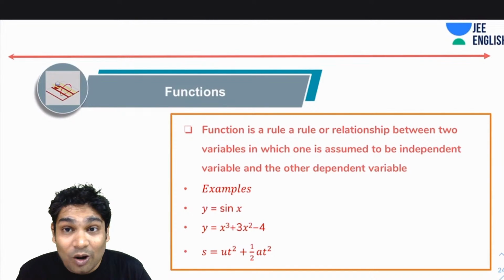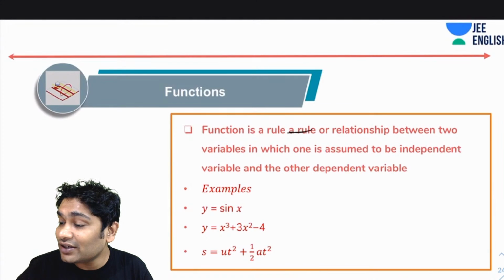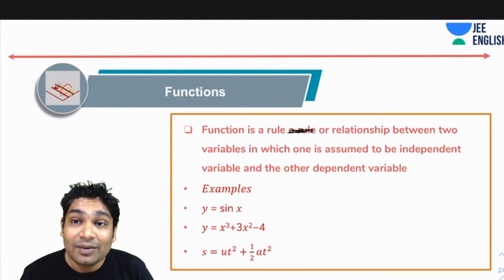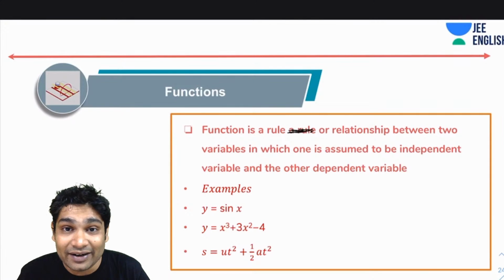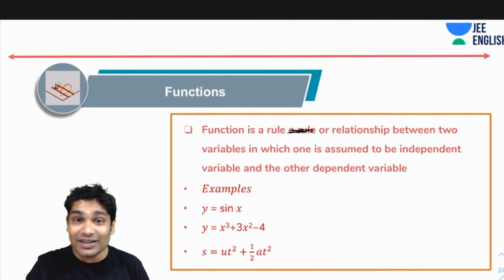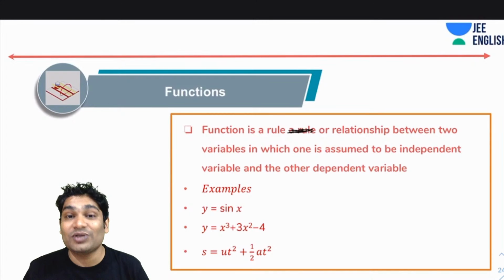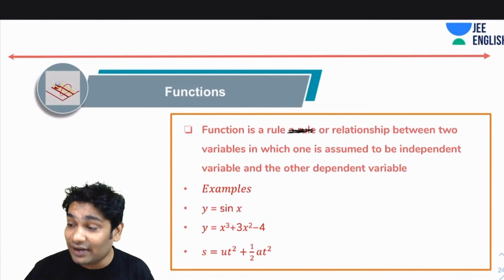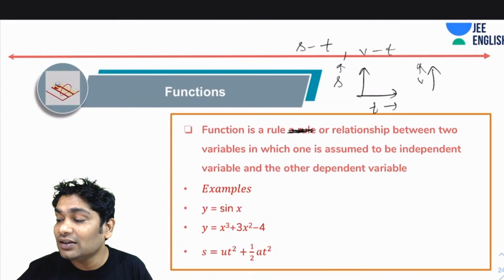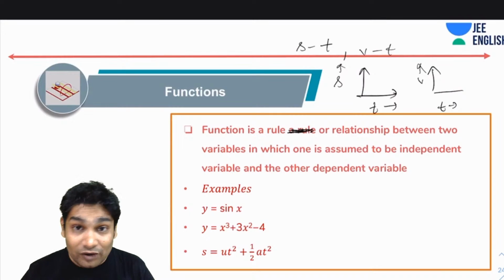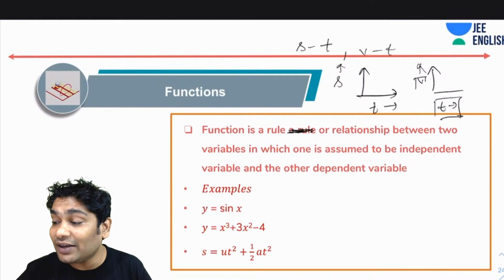So function is a rule or a relationship between two variables in which one is assumed to be independent variable and the other is assumed to be dependent. Independent is one variable which is changing on its own, and dependent is one which is changing in accordance with the independent variable. For instance, time usually is the independent variable. Now always remember, whenever you're making graphs, when you're asked to make an s-t graph or v-t graph, you always put s on the y-axis and t on the x-axis. You always put v on the y-axis and t on the x-axis. Why so? You always put independent on the x-axis and dependent variable on the y-axis.